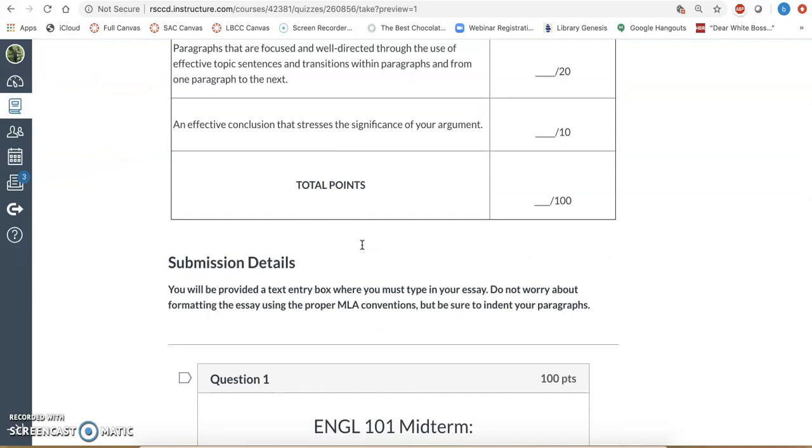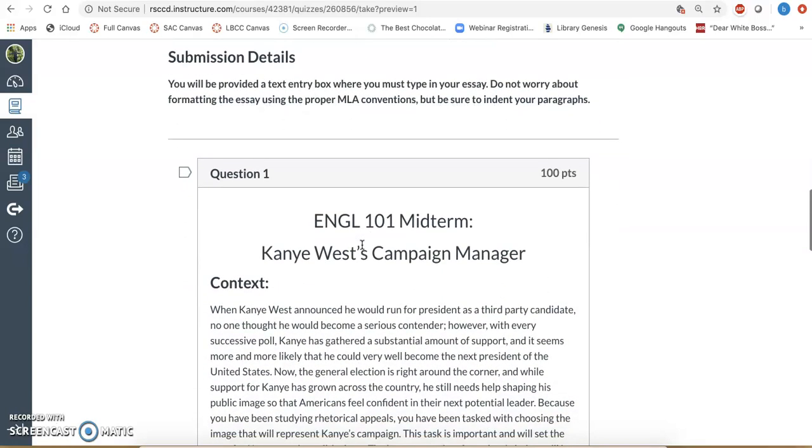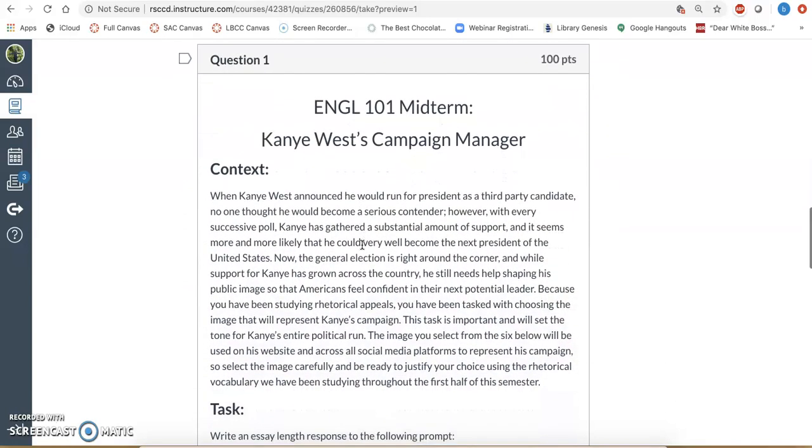As far as submission details, again, I recommend that you type out your essay on a separate document and then just copy and paste it into the text box that I will show you in a second. You're not going to have to format this in MLA in any way. You should have indented paragraphs, and I should be able to tell the difference between your introduction and your first body paragraph, but you do not have to use MLA, so don't worry so much about that now. All right, so here is the midterm.